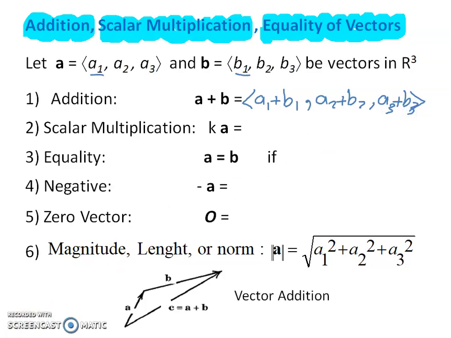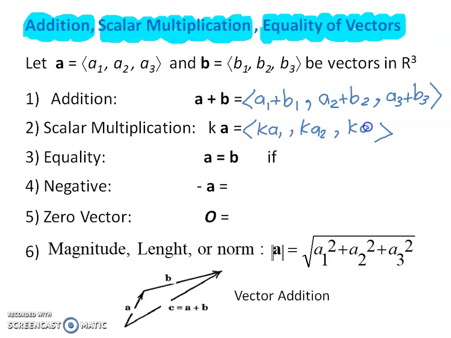This is the addition. Number 2, scalar multiplication. How to multiply a scalar, which is a real number, by a vector A? The answer will be, we need to multiply each component of vector A by k. So it will be (kA1, kA2, kA3). k is a scalar, which is a real number.